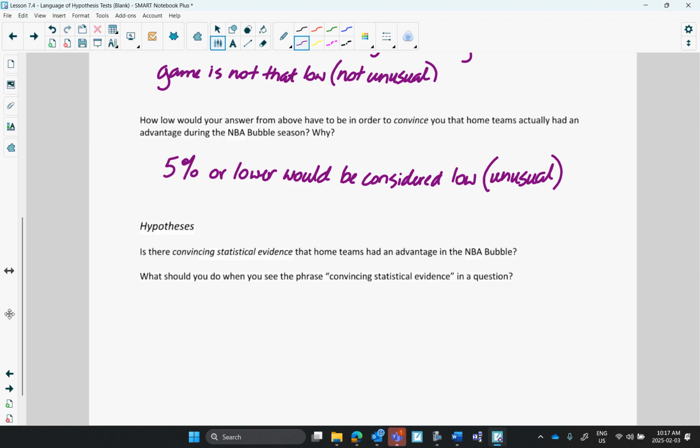So how do we know when we're performing a test like this? We want to find convincing statistical evidence. What we did on the first page was not convincing statistical evidence. What we did on the second page was much more convincing. So when you see the phrase convincing statistical evidence, that means that you are going to be performing a hypothesis or what's called a significance test, either one. Okay.